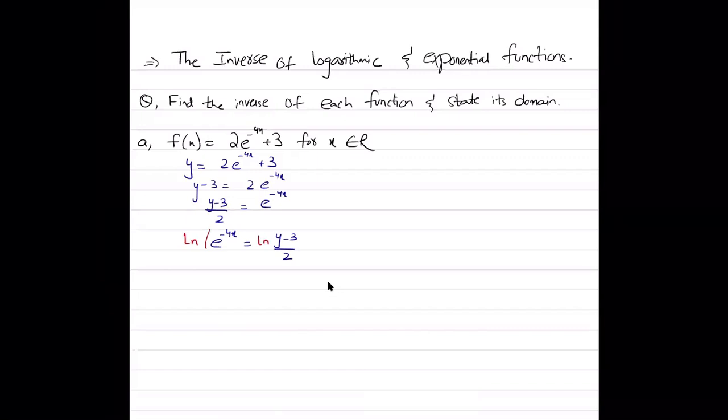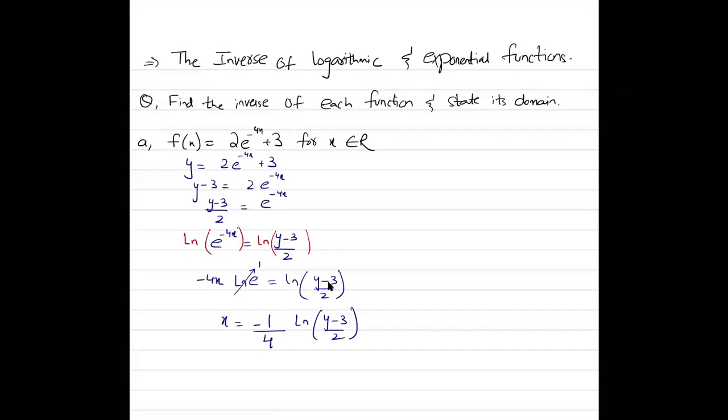Then what is going to happen? What is going to be the next step? So then it's going to be minus 4x ln e equals ln of y minus 3 upon 2. Ln e is 1. So x is going to be equal to 1 upon minus 4, which is minus 1 upon 4 ln of y minus 3 upon 2.